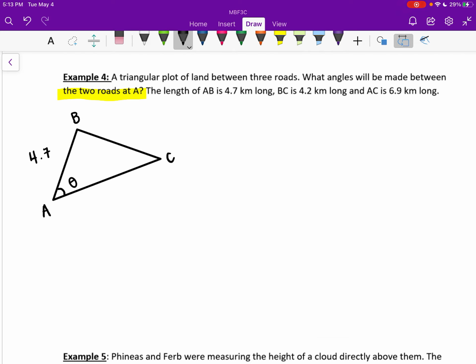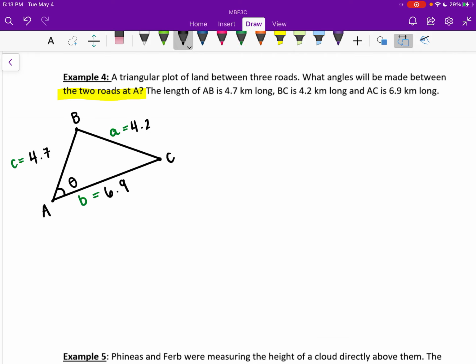The length of B and C is going to be 4.2, right? And then A and C, so from here to here, is going to be 6.9. And I like to just go in and give myself labels, so I know this is side A, I know this is side C, and I know this is side B. And this just keeps my drawings clean. And it also helps me figure out what I need to use and what each of those values are when I have to go plug them in.